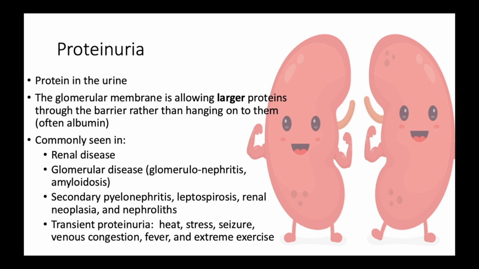Then we can get transient proteinuria, so proteinuria that comes and then goes fairly quickly, and that's often related to sort of temporary conditions such as heat, stress, seizures, venous congestion, fever, and extreme exercise can all cause transient proteinuria.